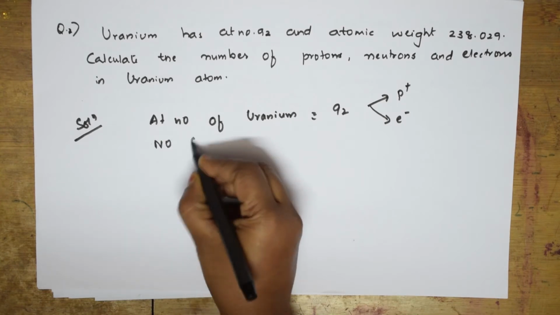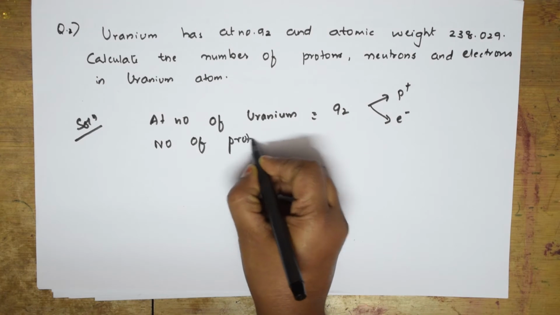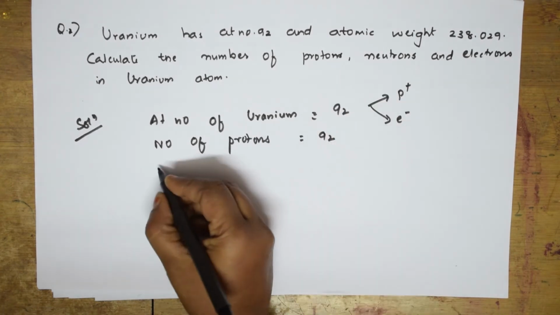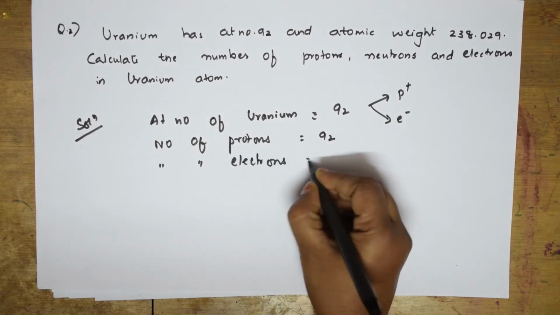They have asked me to write the number of protons, so I'll copy the same. The number of protons is equal to 92. Now what is the number of electrons? The number of electrons is also 92, isn't it? Yes, this is also done.